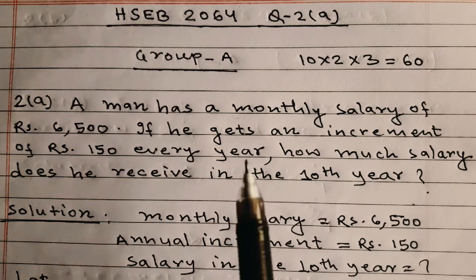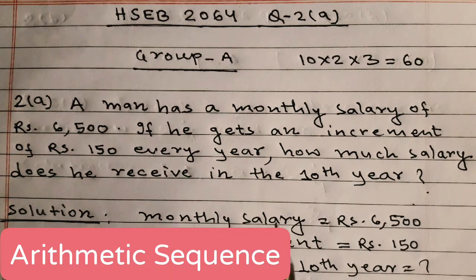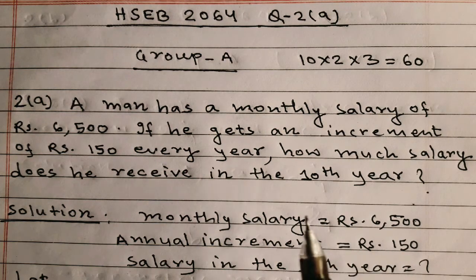So this question is related to sequence and series. The monthly salary of a man is given, Rs 6,500. Annual increment is equal to Rs 150. We have to find the salary in the 10th year.